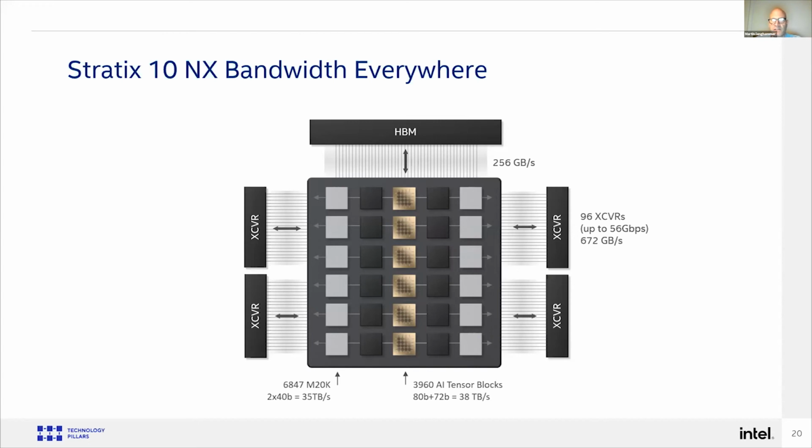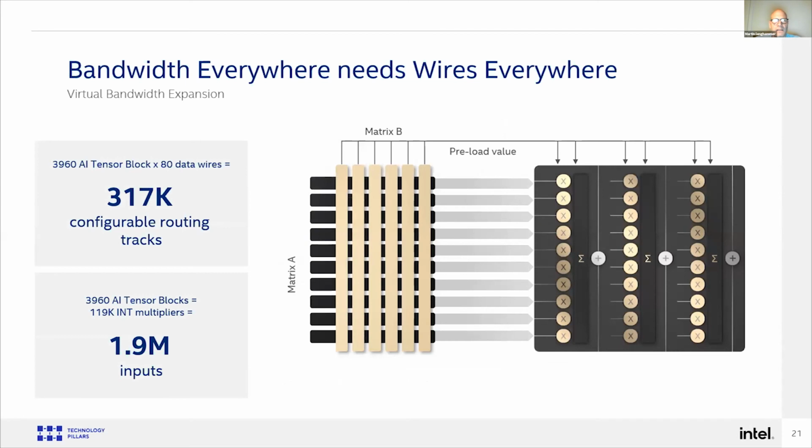So we've added a lot of AI arithmetic to the block, and now we've got to figure out how to use it all, because in our spatial accelerator, the trick is to use all of it at the same time. Bandwidth everywhere means wires everywhere. As far as multipliers go, if we look at the almost 4,000 AI tensor blocks, 30 INT8 multipliers per block, we'll need about 2 million wires to feed them all.